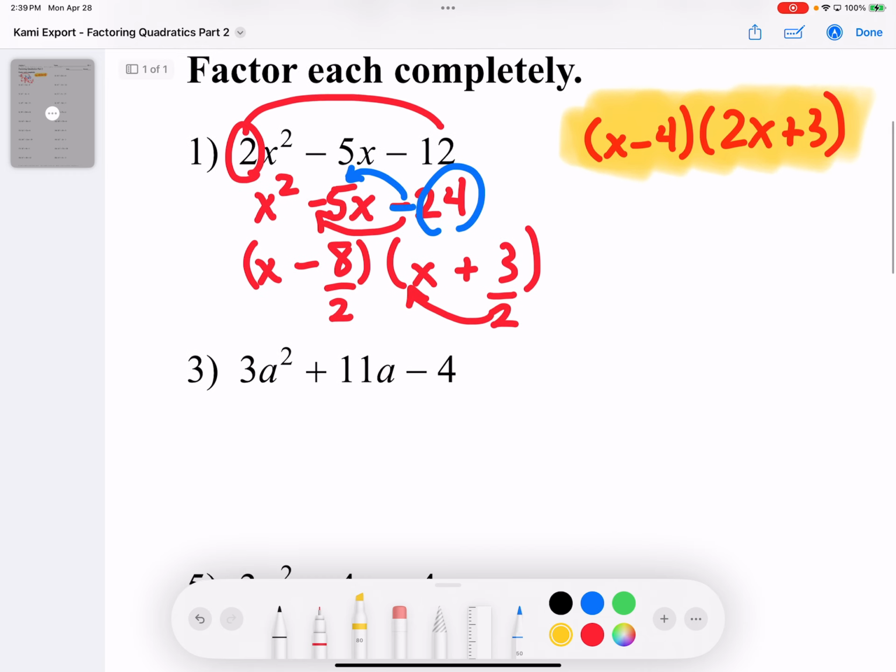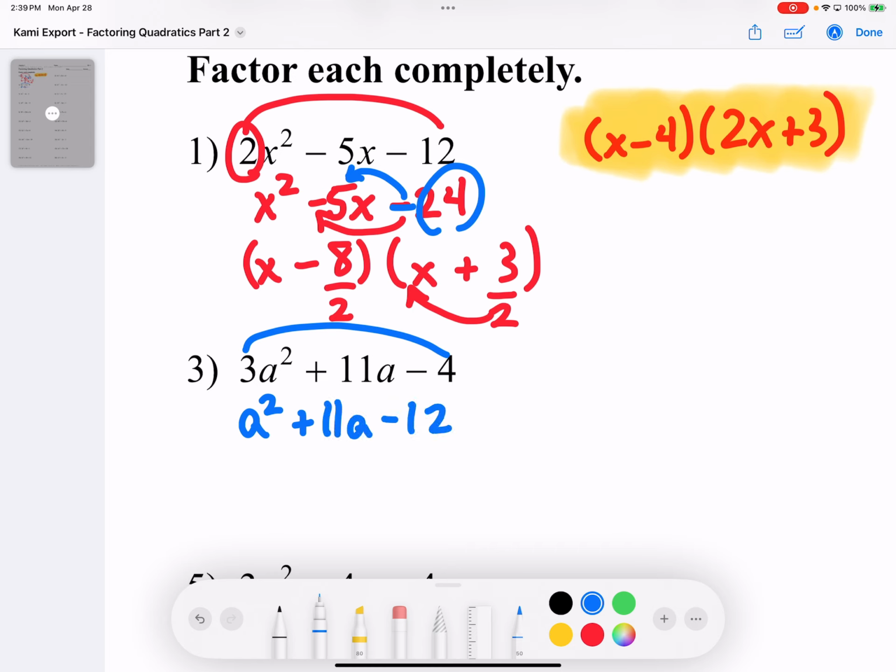So let's look at number 3. I'm going to change colors here so you can see a little bit better. 3 times 4 is 12. So we're going to do a to the second plus 11a minus 12. I need numbers that multiply to give me 12 that subtract to give me 11. That's going to be 12 and 1. So we set up our parentheses. We have a, and then we have 12 and 1.